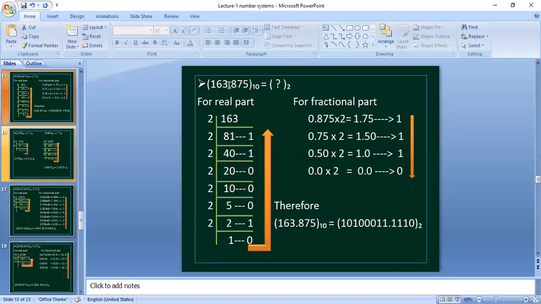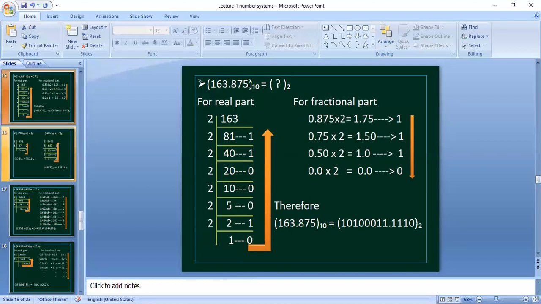Okay, so first we need to convert the given integer part 163 to binary. So we need to follow the successive division procedure. This successive division procedure is repeated until the result is less than 2. And for the answer, we need to consider the result from bottom to top.